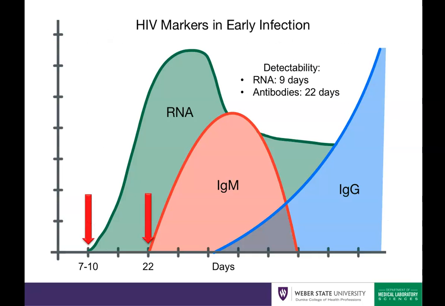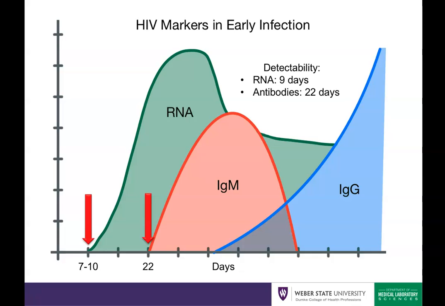Okay, so this is a very, very oversimplified representation of HIV marker levels in early HIV infection. There are so many different antigens that they are keeping track of during this disease, but for our purposes in blood donor testing, we're just focused on these aspects right here.